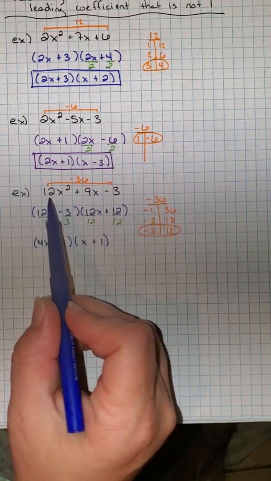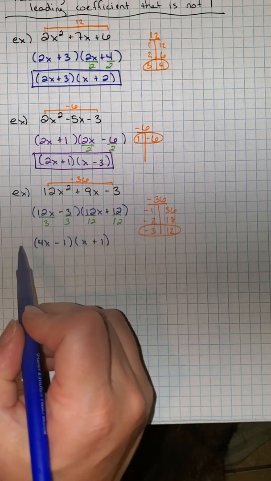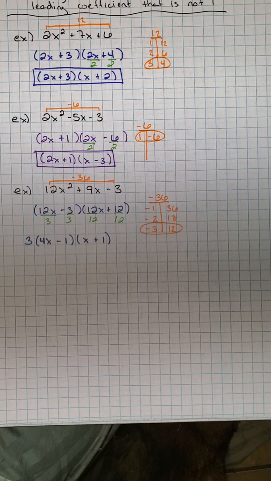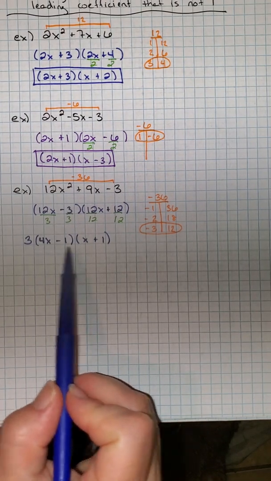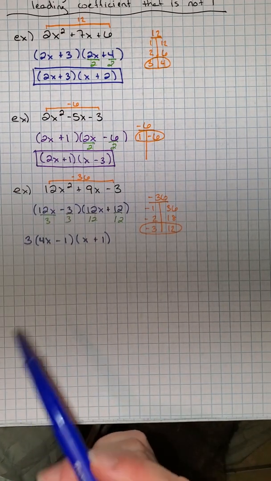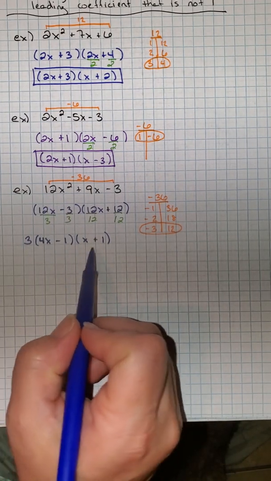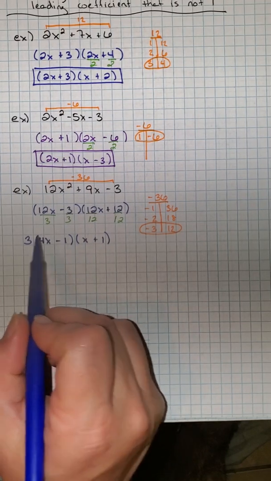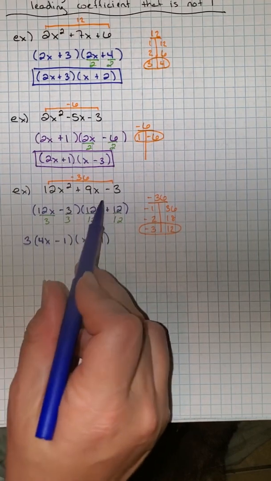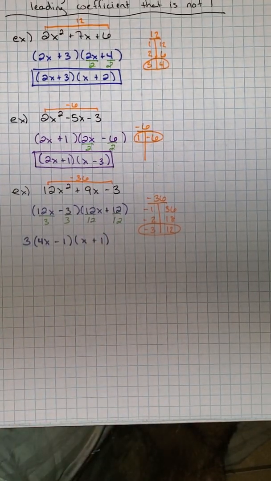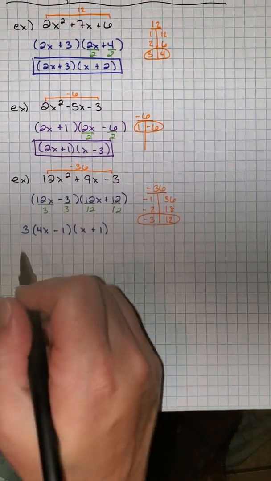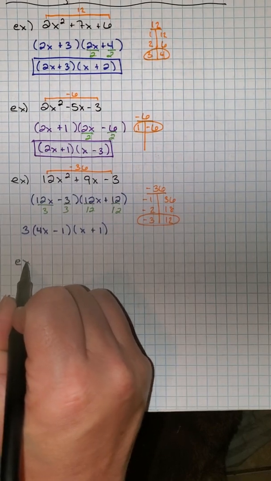The thing I missed is in the beginning, 12, 9, and 3 are all divisible by 3. So I actually should have pulled a 3 out in front in the beginning. Because 4x times x is 4x squared, but then times 3, that's where you get the 12 from. And then the outer inner, you have 4 and negative 1, which would be 3. 3 times 3 is 9. Negative 1 and 1 is negative 1. Times 3, you get negative 3. I should have taken the 3 out in the beginning. That kind of did something I was not ready for. Well, that's the way it goes.